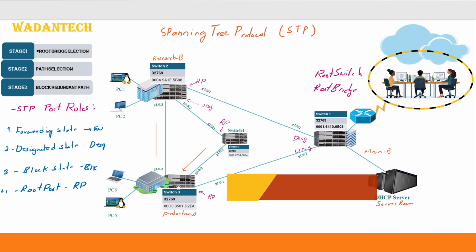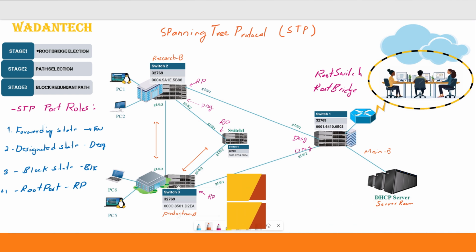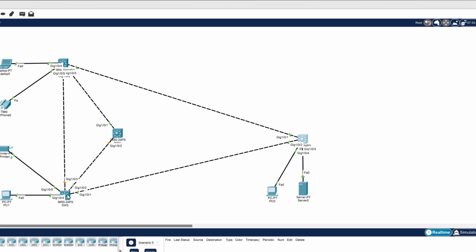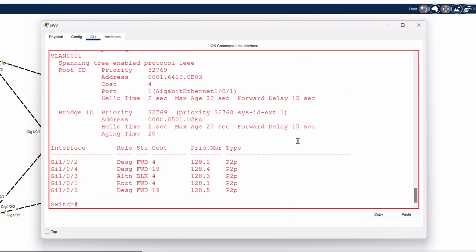The port connected with the switch that has the lowest MAC address is going to be selected as a designated port, and the one with the highest MAC address is going to be selected as a blocked port. I mean switch 2 has the lowest MAC address compared to switch 3, so port gig 0/3 is going to be in designated state in switch 2, and port gig 0/3 in switch 3 will be in the blocking state. Open the switch, go to configuration mode and show spanning tree. You can see that this port is in a blocking state.